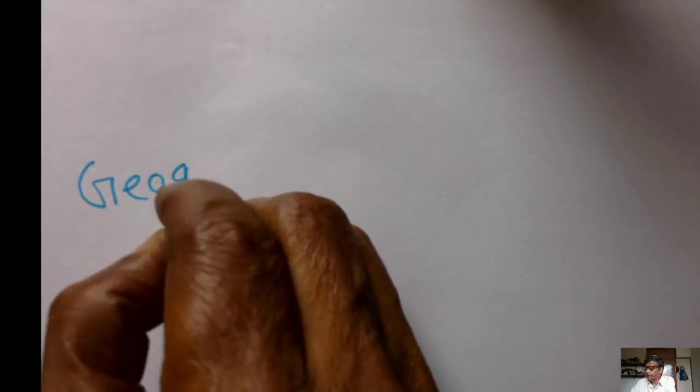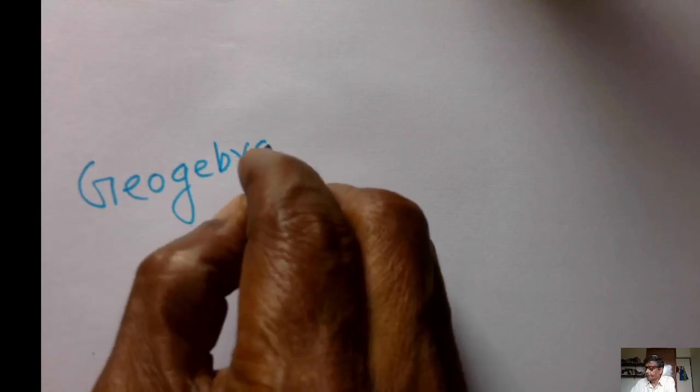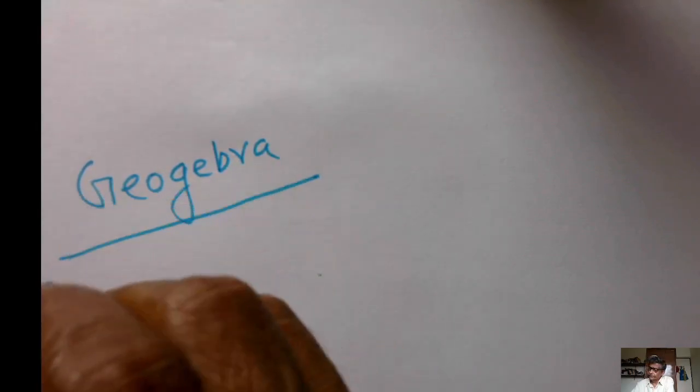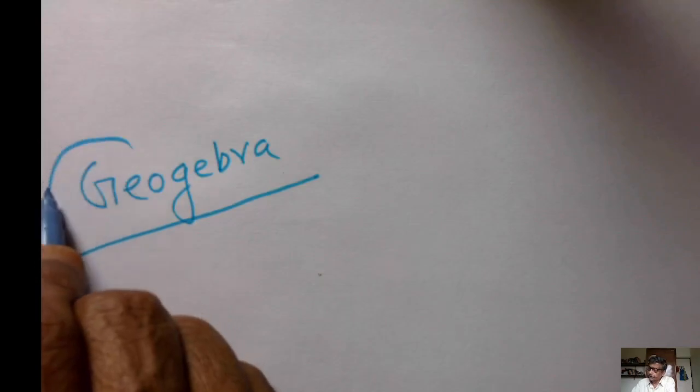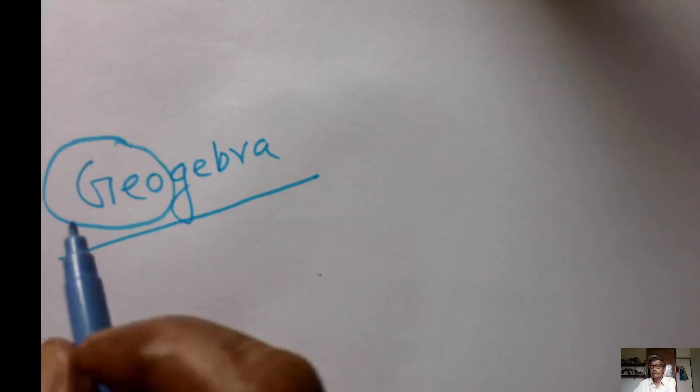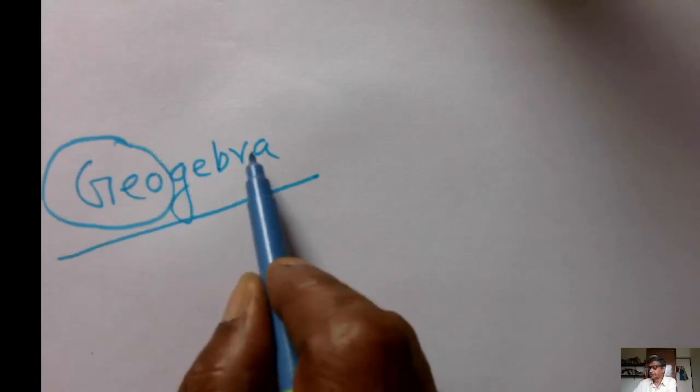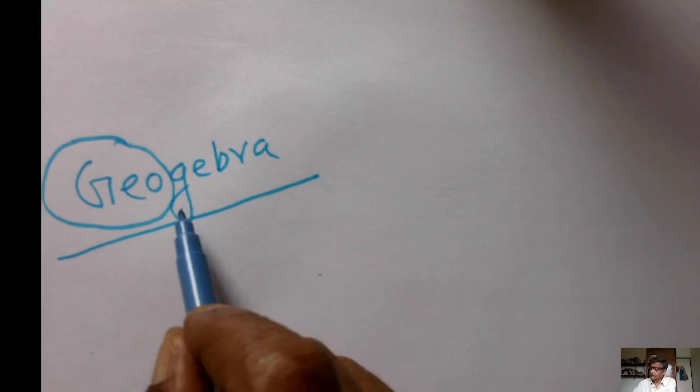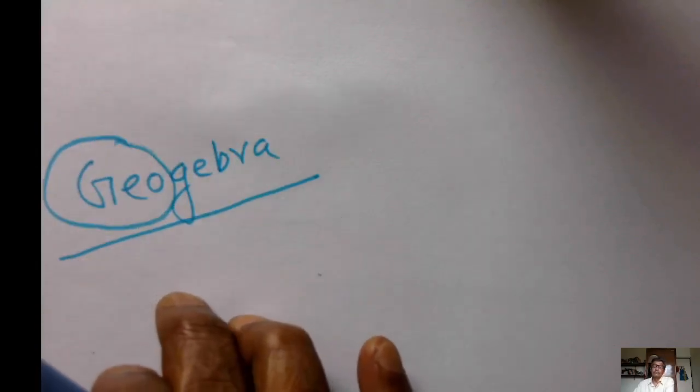Good day, everybody, and today I am going to tell you about a beautiful software which is called GeoGebra. This Geo comes from the first three letters of geometry, and Gebra comes from the last letters of algebra. So these two together give the name GeoGebra.